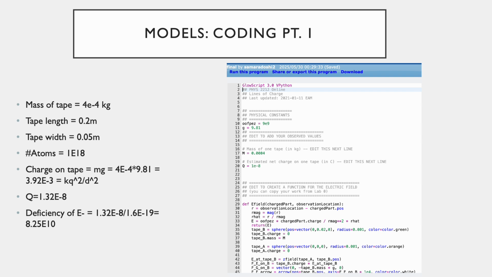Using F equals mg, we calculated the gravitational force, and then we used Coulomb's law to solve for the charge Q. To also understand the scale, I divided by the elementary charge and found that this meant there was an electron deficiency of 8.25e10, which was a really large number for something so small.